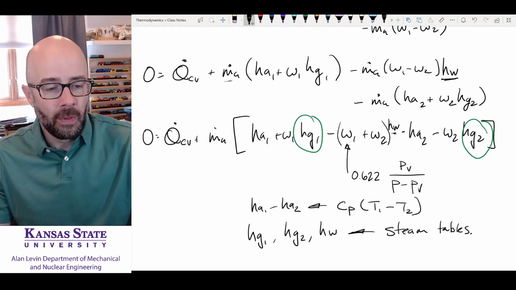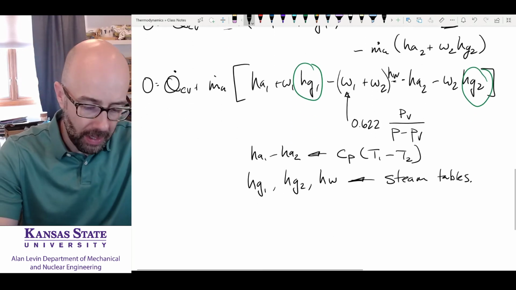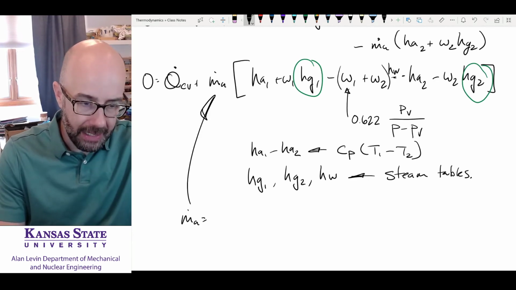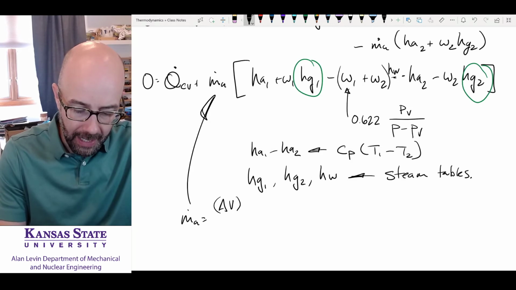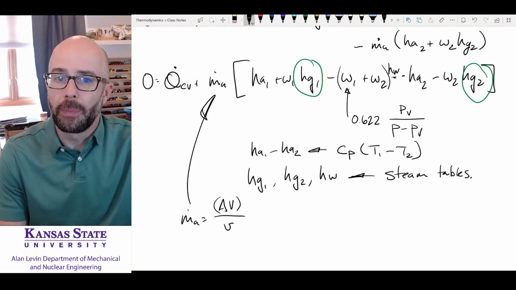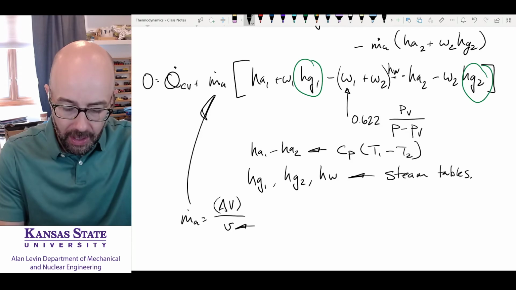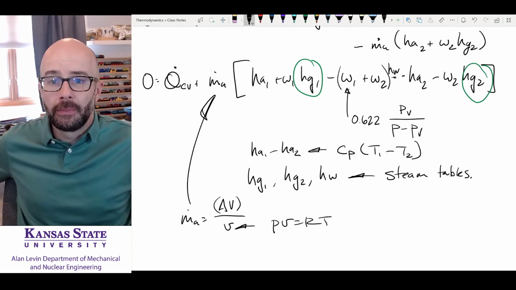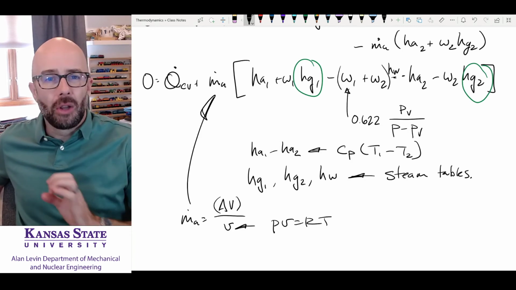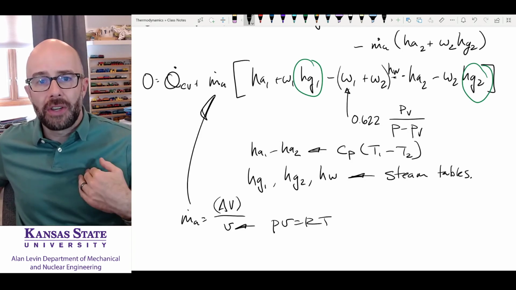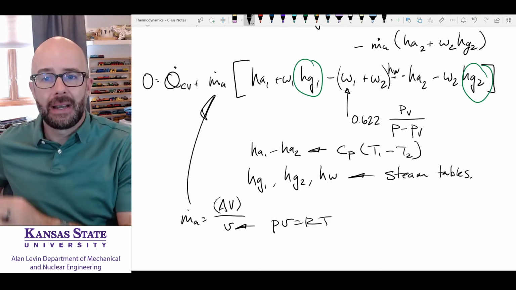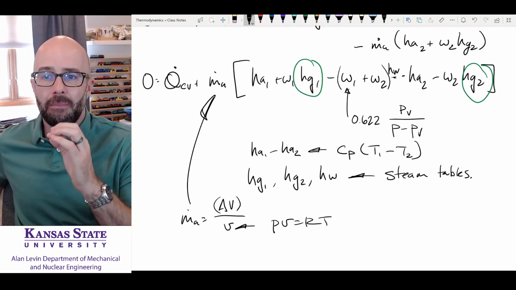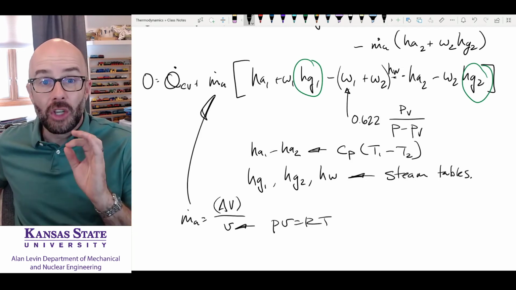Okay. And if I want to find my mass flow rate, what I would do for the mass flow rate of my air is take the volumetric flow rate of my air and divide it by the specific volume. I would find the specific volume by using PV equals RT. That's what I would do in these situations. It's a lot of work. It requires us to get a bunch of different numbers, steam tables, multiple calculations. And it's a good way to check your work.